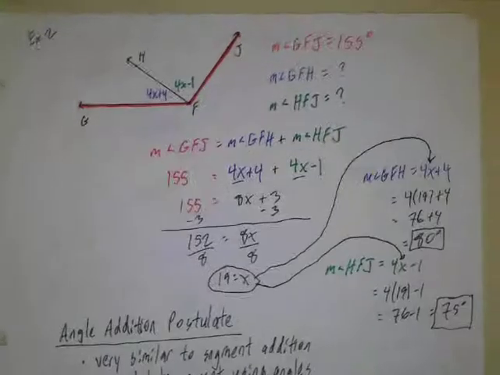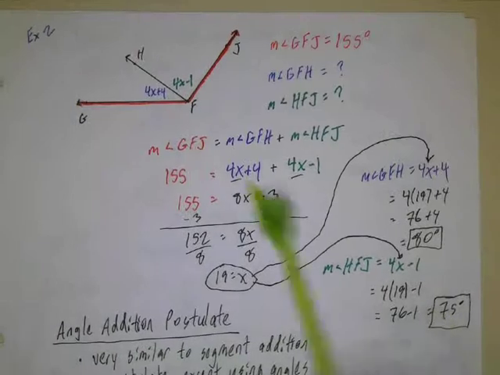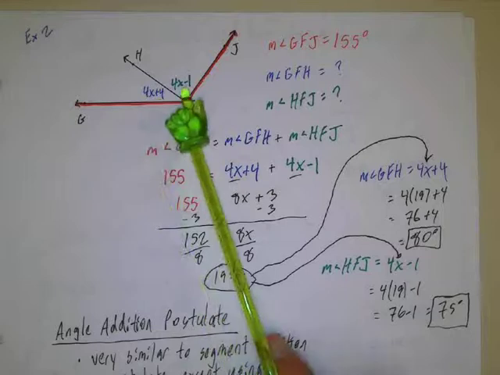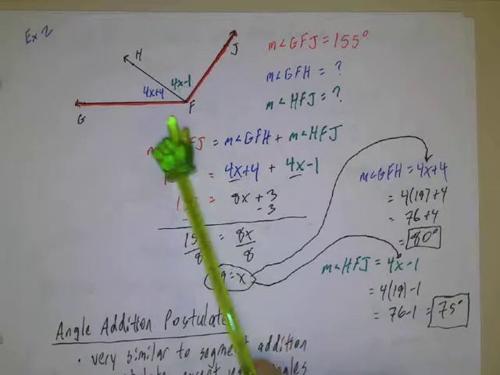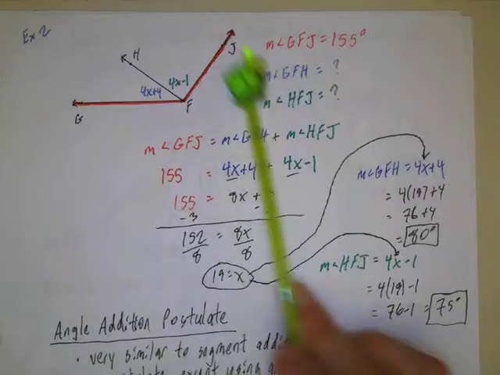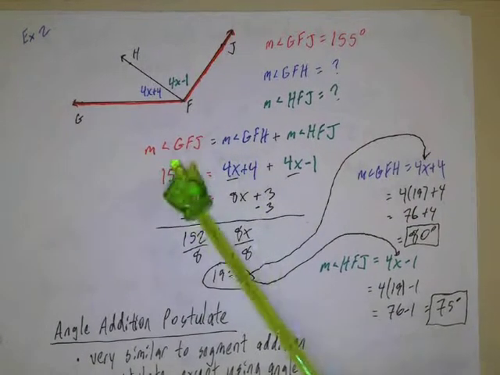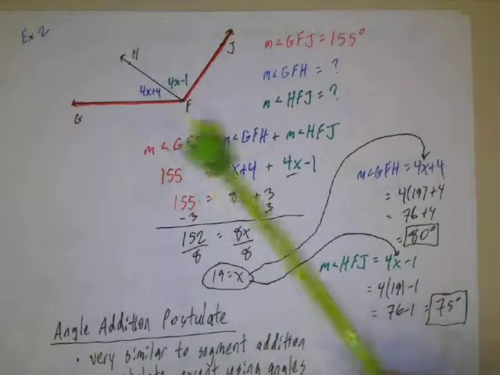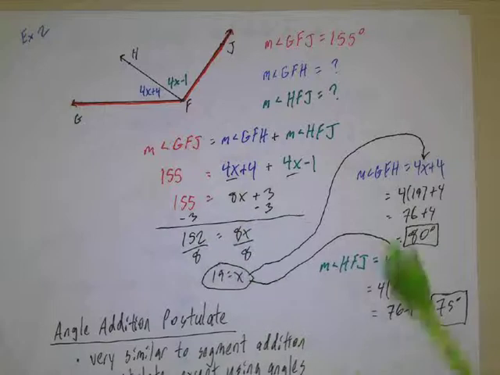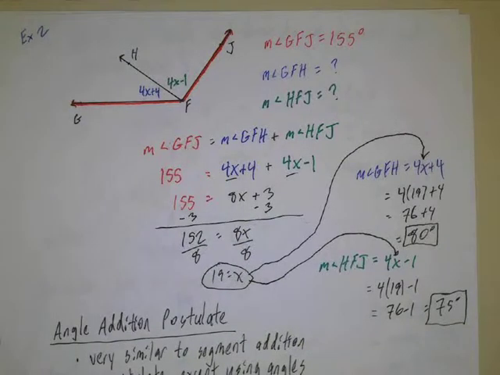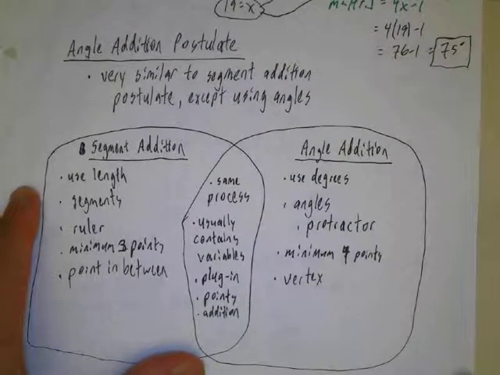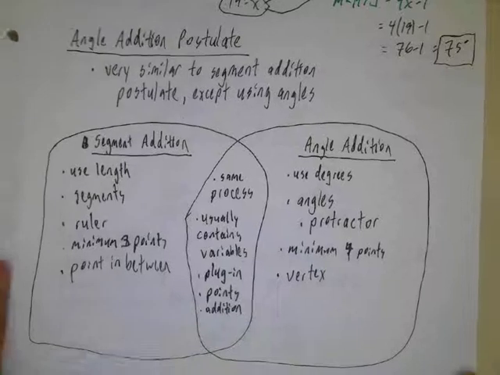We did another example that was a little more complicated. Here's a big red angle. It's made up of 4x plus 4 and 4x minus 1. The big red angle is 155. So you have to look at the story, see what it's telling you, and then write an equation that represents the story, the picture that the geometry example is showing you. And then you plug in and solve using your Algebra 1 skills. This was called the angle addition postulate. It was very similar to the segment addition postulate, and we went over some similarities and differences between them.